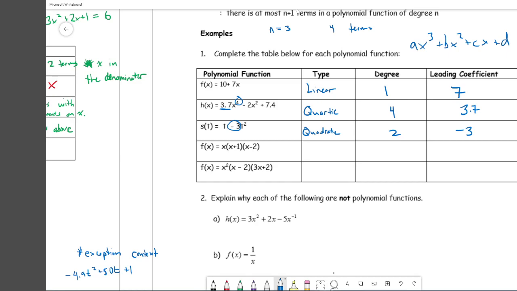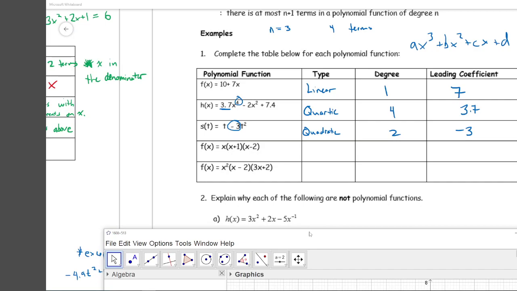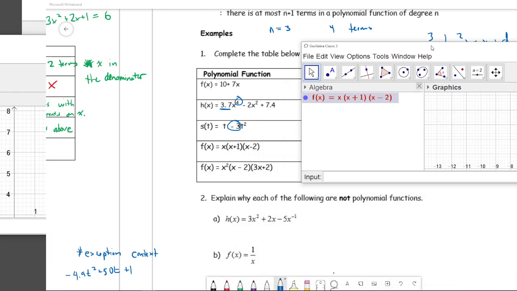Now this one, you might look at this and think, is this even a polynomial, right? Because it has multiplication of terms. Multiplication of terms is okay, remember, because if you imagine expanding them, you could see how this would turn into something that looks more like a polynomial. For example, f of x is x times x plus 1 times x minus 2.